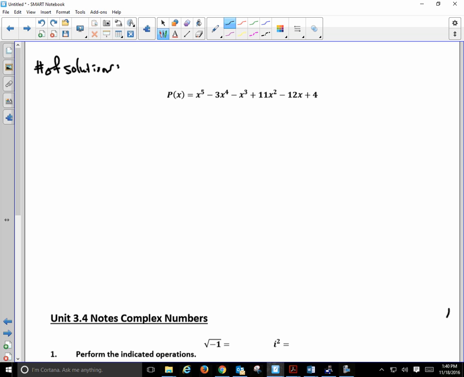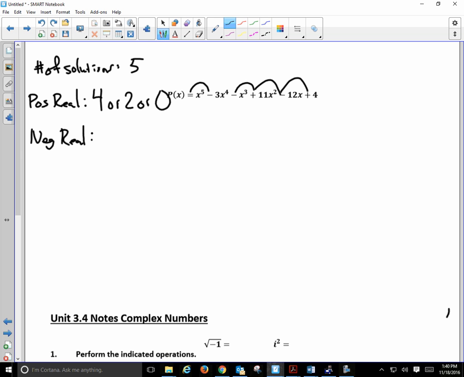Total number of solutions. There are 5. Number of positive real. How many sign changes do you see? I see 1 sign change here. I see 1 sign change there. I see 1 here. I see 1 there. So it looks like I have a total of 4 or 2 or 0, less by a factor of 2.